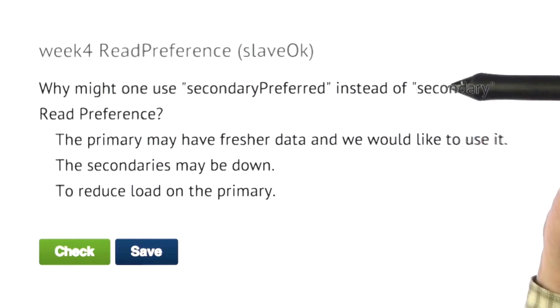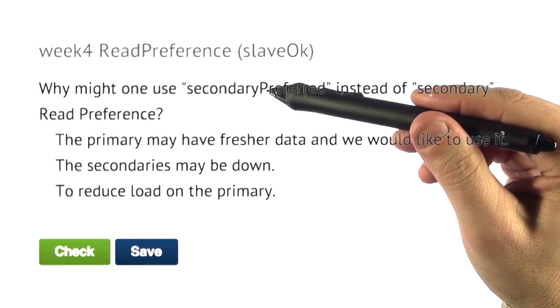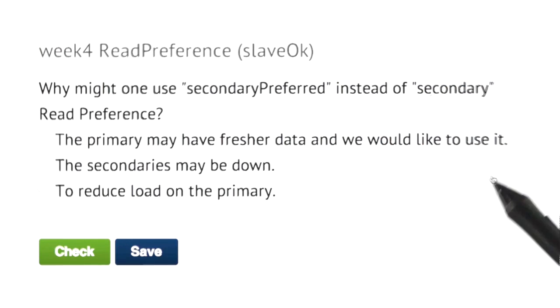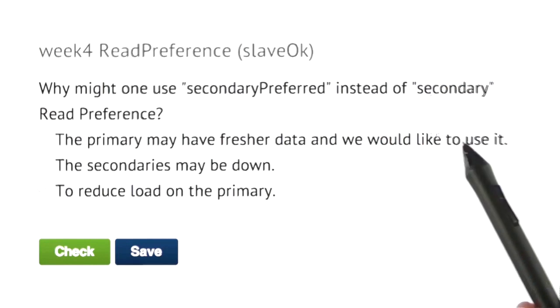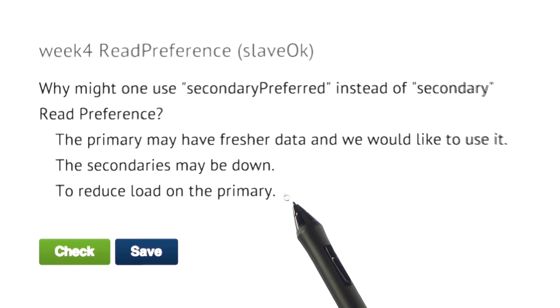Okay, let's do a quiz. Why might we use secondary preferred instead of secondary read preference? Here are our possible answers. The primary may have fresher data and we would like to use it. The secondaries may be down, to reduce load on the primary.